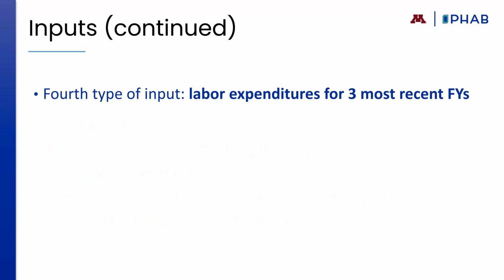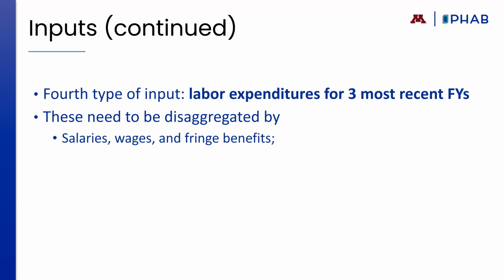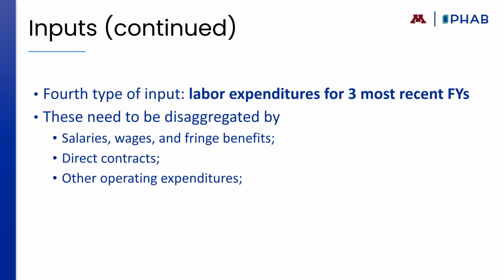Fourth, you will also need data on your agency's labor expenditures for the 3 most recent fiscal years. This needs to be broken down into salaries, wages, and fringe benefits, direct contracts, other operating expenditures, pass-throughs and transfers, and capital expenditures.